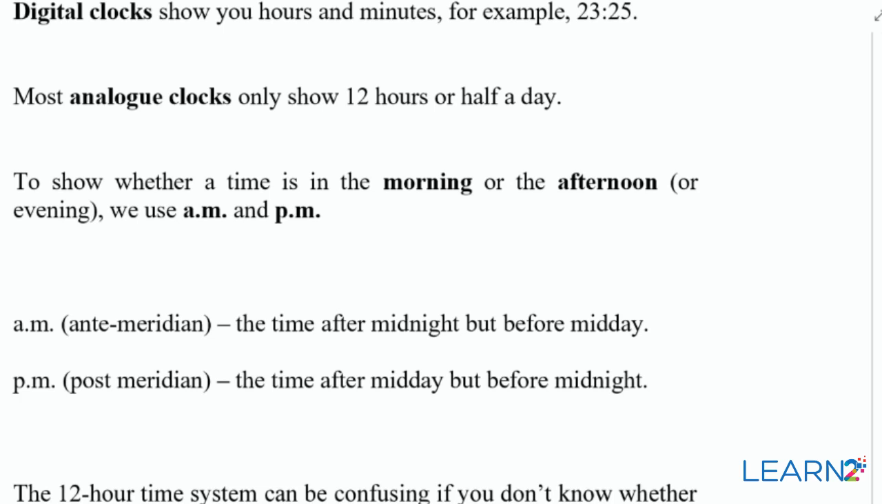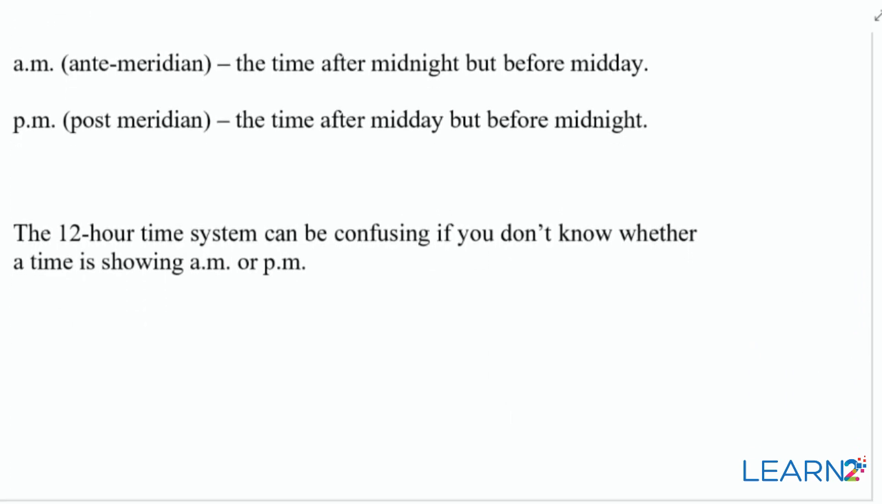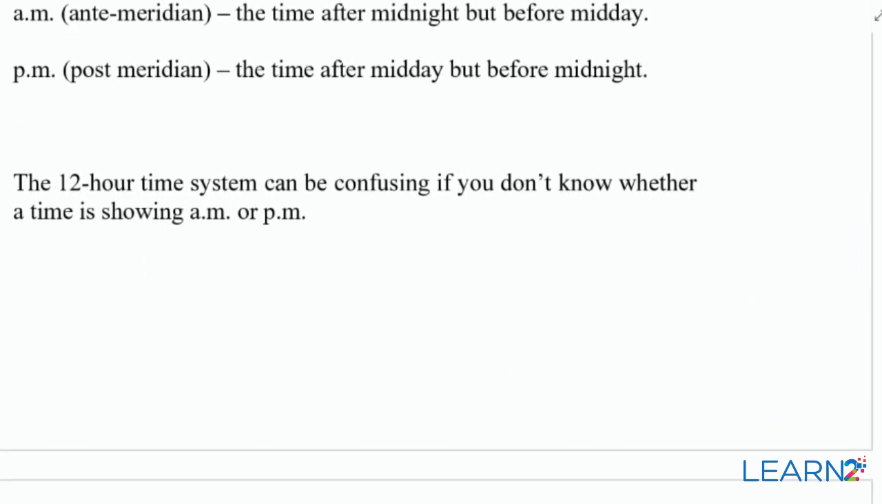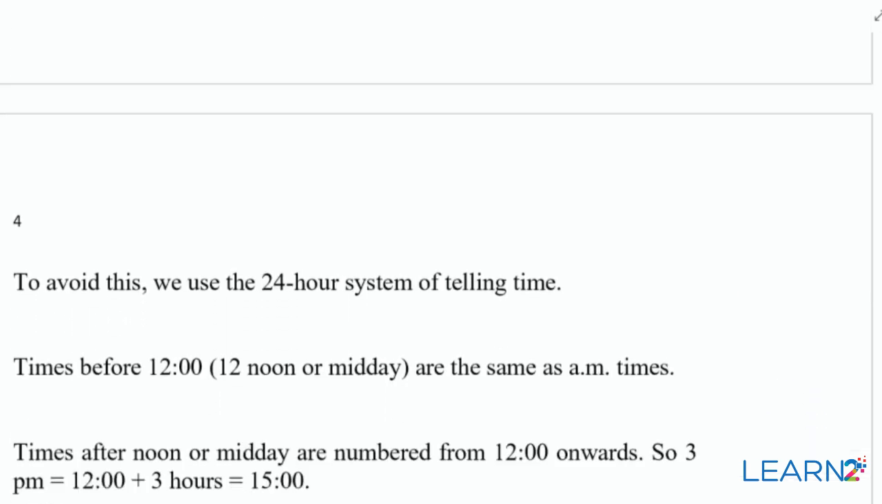How will we show the time in morning and afternoon? Well, we normally show morning as AM and afternoon as PM. AM refers to ante-meridian. That's the time after midnight but before midday. PM is post-meridian, and that's your time after midday but before midnight. So the 12-hour system can be confusing if you don't know whether we're showing time in AM or PM.